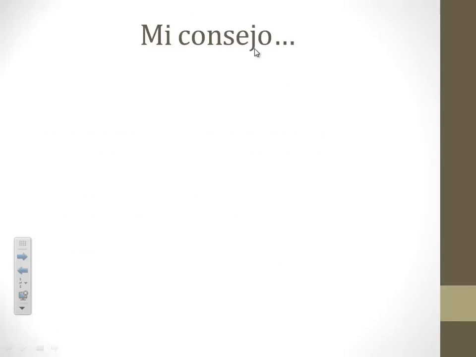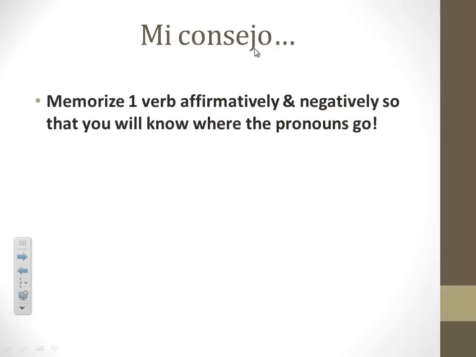Okay, this would be my advice, mi consejo. If it were me, I would take one command and memorize it affirmatively and negatively. A good example that my students have used in the past is ayúdame y no me ayudes. Why take the time to memorize this? Well, because if you've got ayúdame, you can take from that. You can bring out the rule and remember that with affirmative commands, my pronoun is attached. And then with the no me ayudes, that will tell you where your pronoun goes with negative commands. It comes in between the no and the command.